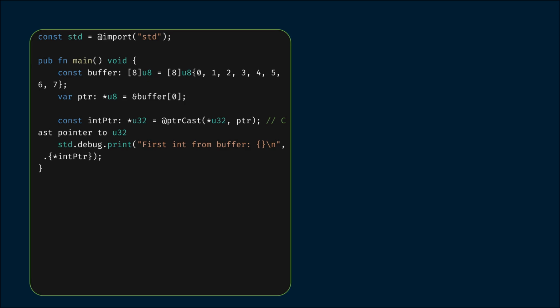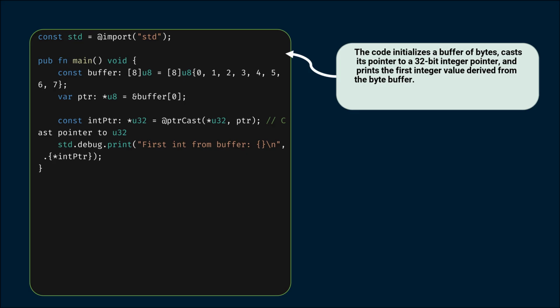Now let's take a look at how pointer casting can help us work with different data types seamlessly. In this example, we first declare a byte buffer filled with 8 consecutive values from 0 to 7. This buffer is of type u8, meaning each element is an unsigned 8-bit integer. We then create a pointer ptr which points to the start of our buffer. Next, we implement pointer casting with @ptrCast, converting our u8 pointer to a u32 pointer. This allows us to interpret the first 4 bytes of the buffer as a single 32-bit integer. By dereferencing int_ptr, we retrieve this value, effectively treating different types of data in memory flexibly.